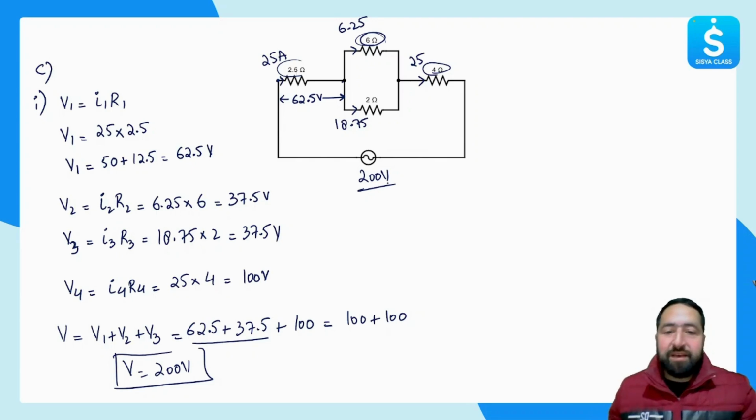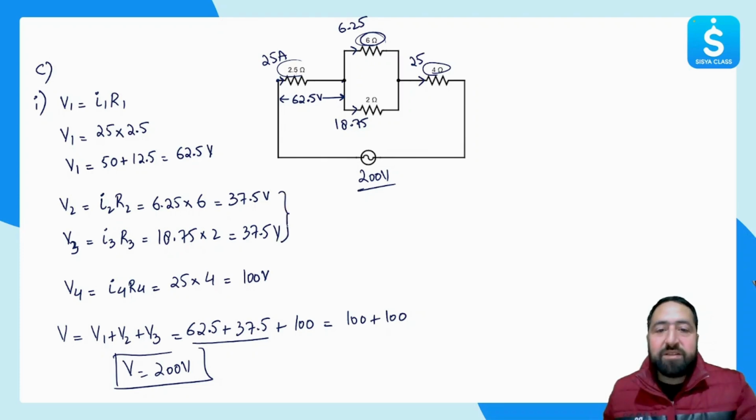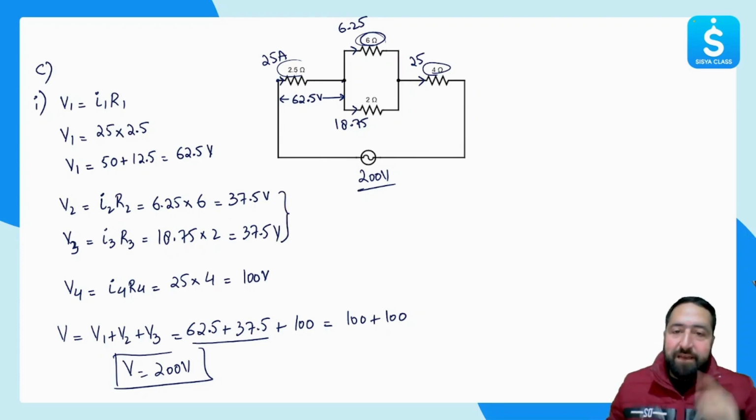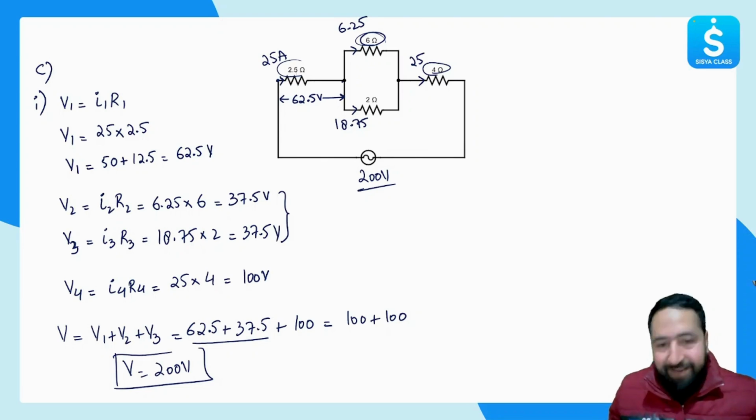Now you need to tell me, is there any other method of finding this potential difference across 6 and 2 ohm? If yes, tell me in the comments.